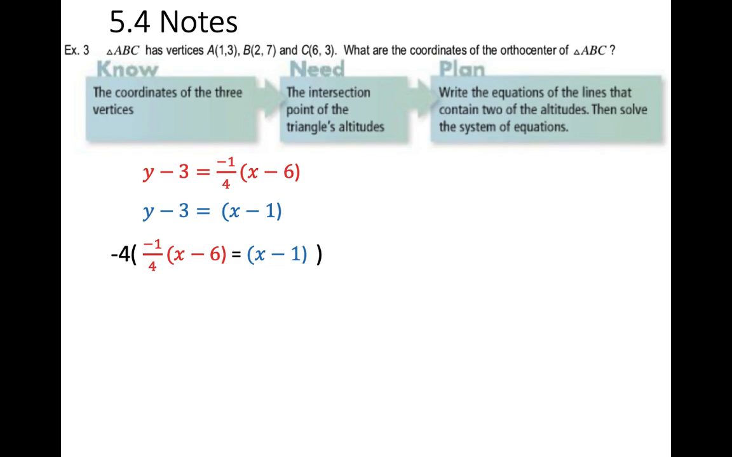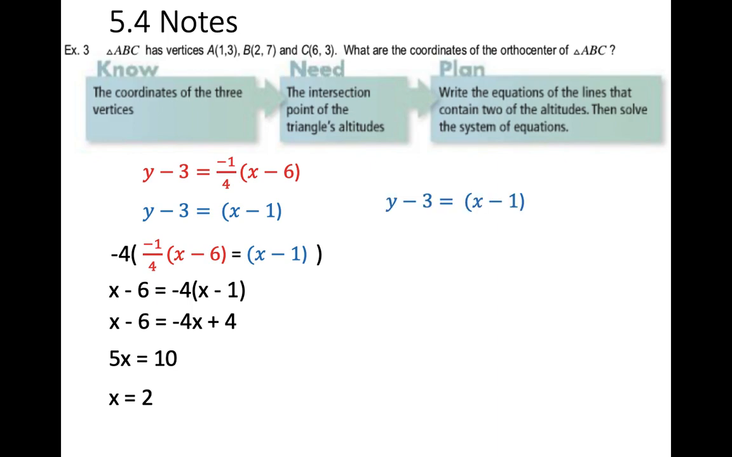On the left-hand side of the equation, negative 4 times negative 1/4 cancels, so I just have x minus 6. And on the right-hand side of the equation, I have negative 4 times x minus 1. When I distribute that negative 4, it becomes x minus 6 equals negative 4x plus 4. If I add 4 to both sides and add 6 to both sides, I get 5x equals 10, or x equals 2.